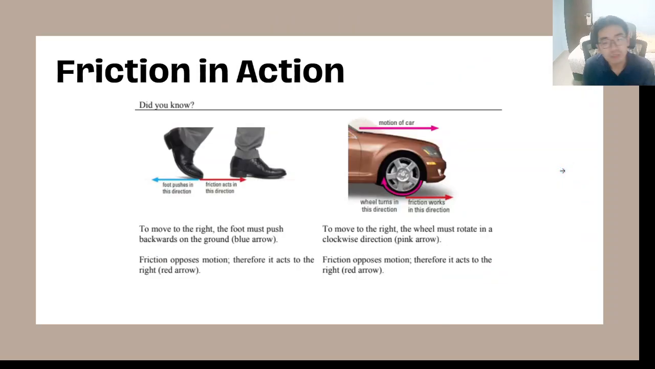So, friction in action. We talked about this just now: when you are walking, when the car tire is braking. Actually, when you are walking forward, friction acts forward also. It sounds counterintuitive, because we always know friction as opposing motion, so if we are walking forward, friction should be backwards. But when we are walking forward, our foot is pushing in the backward direction, and since our foot pushes backward, friction acts forward.